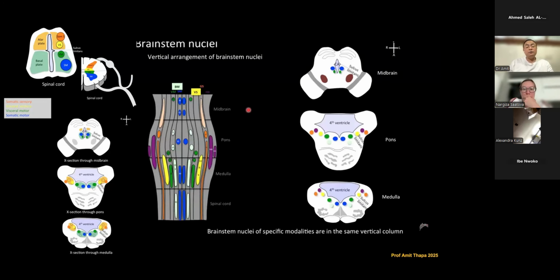So this arrangement persists throughout the midbrain, pons, and medulla. Keep in mind, all the motor nuclei will be arranged medial to the sulcus limitans, and the sensory nuclei will be located outside the sulcus limitans. Another unique characteristic of this nuclear arrangement is the vertical arrangement of the brainstem nuclei. The brainstem nuclei of specific modalities are arranged in the same vertical column.